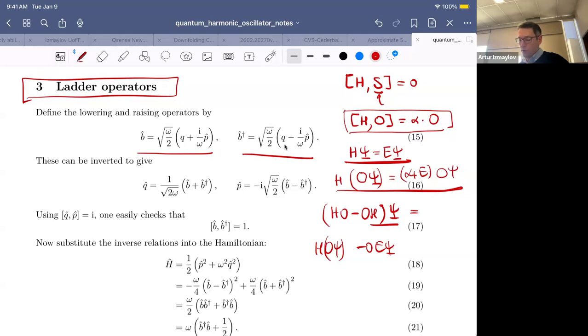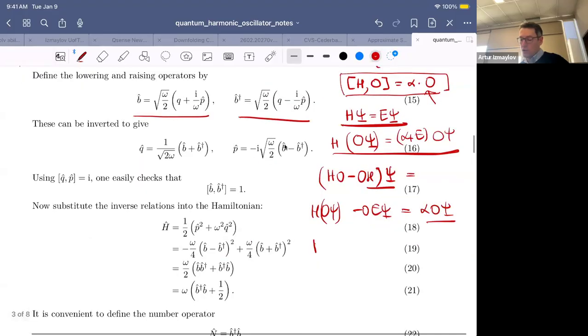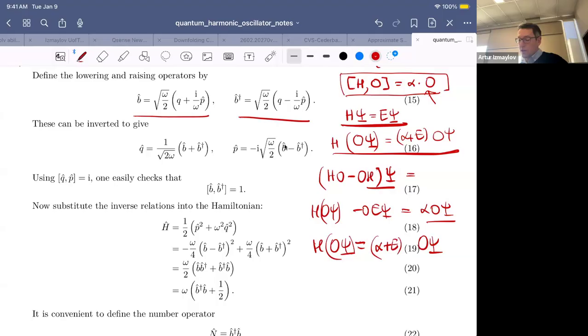For now, we don't know what to do with it. But on the other hand, all this is the same as alpha O psi, because we have the right-hand side of this expression, it's alpha O psi, and then we could write simply H O psi equals alpha plus E, O psi. And that's the relation I showed before. So as you could see, it's just two lines that confirm this. Okay. All right.